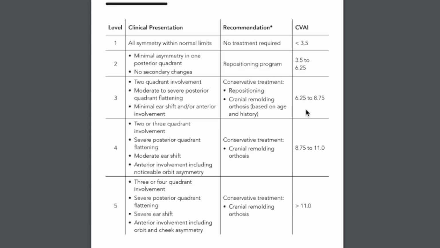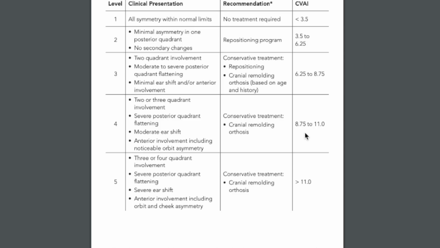If you are 6.25 to 8.75, that's going to be in the moderate category. That means there's probably an ear shift present. You can probably tell, okay, the right ear is more forward than the left ear if you have flatness on the right side, or the left ear is more forward if you have flatness on the left side. If they are 0 to 4 months, you still want to do a repositioning program immediately if you can. If they're over that, you do want to get a head shape scan as soon as possible so that you can get them in a helmet if they're 5, 6, 7 months.